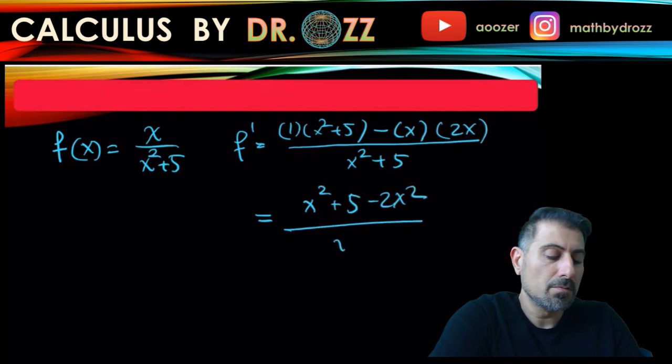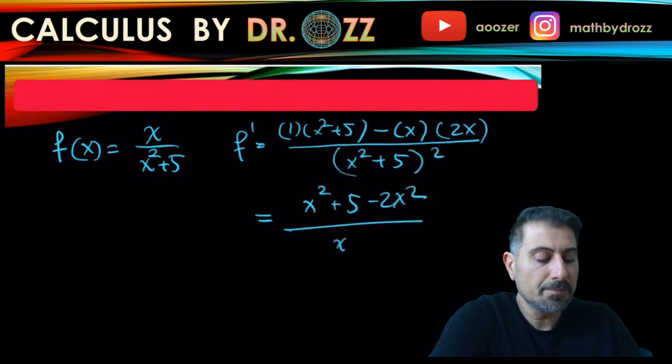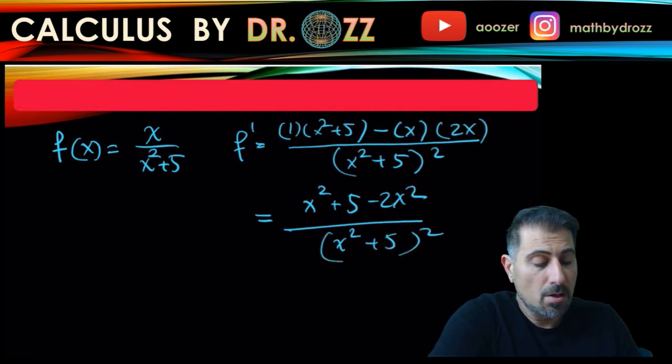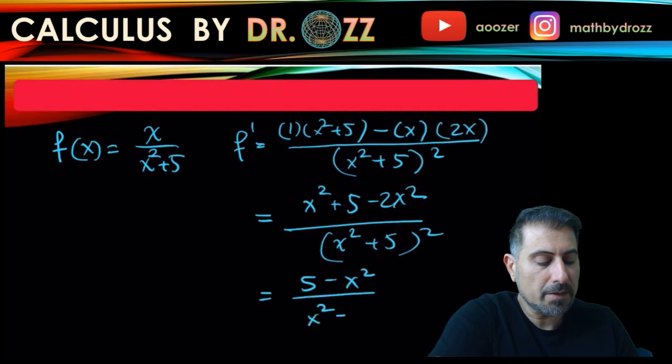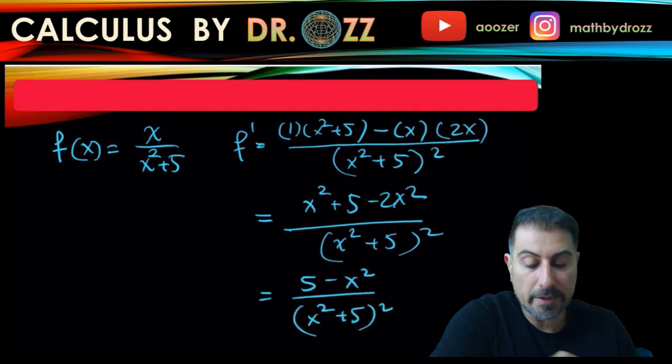You take the square here, by the way, because of the quotient rule, right? So 5 minus x squared divided by x squared plus 5 squared.